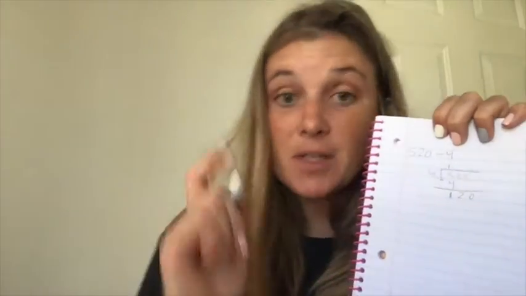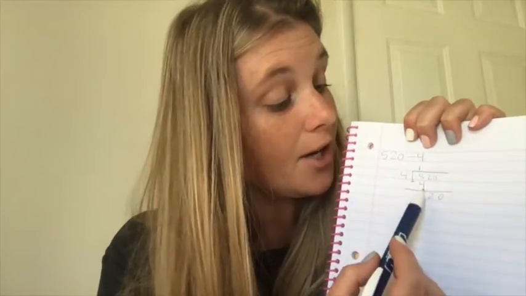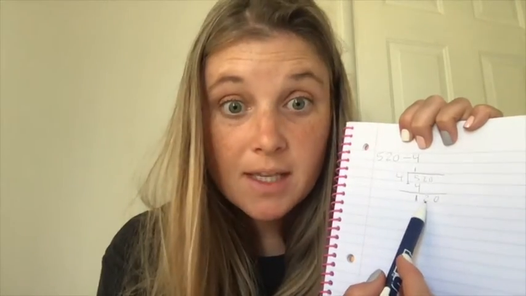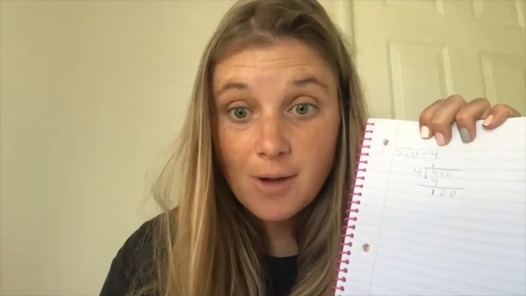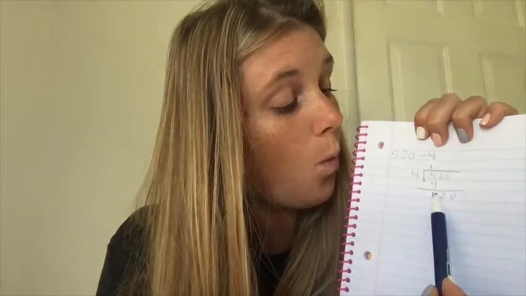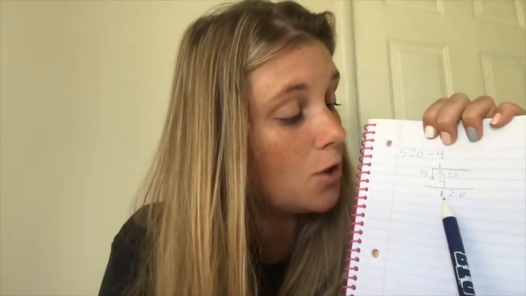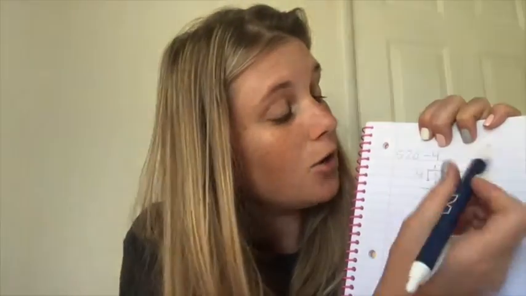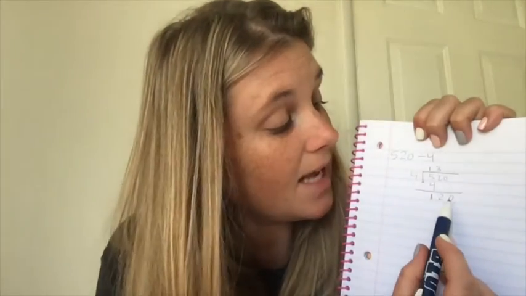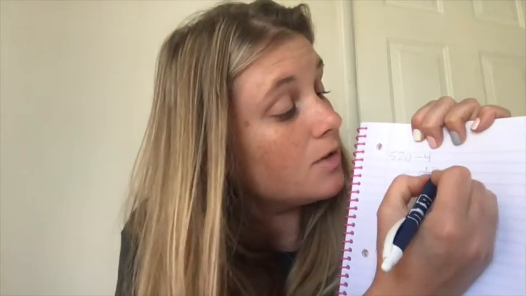Okay, now we start the steps over. Here we go. We still have 120 that we need to break up into 4 equal groups. Okay, so how many times does 4 go into 120? Well, I don't really know, but I know how many times 4 goes into 12. It goes into it 3 times. So now all we have to do is just add that 0, right? And it goes into it 30 times.